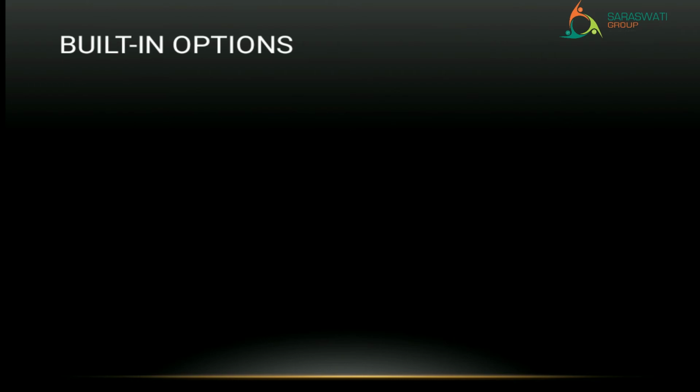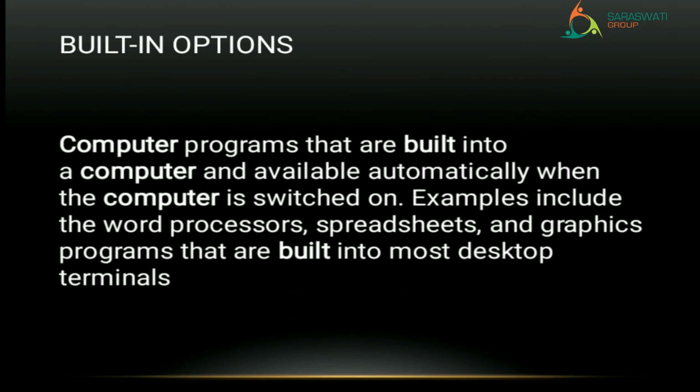Built-in options, right? The meaning of it is computer programs that are built into a computer and available automatically when the computer is switched on, right? Say for example, if you will open the computer, that means not opening the whole components of the computer, but you are switching on the computer. You can see there are certain icons on the desktop: this PC, recycle bin, Google Chrome, right? These all are the common icons. So what is that? They are built-in options.